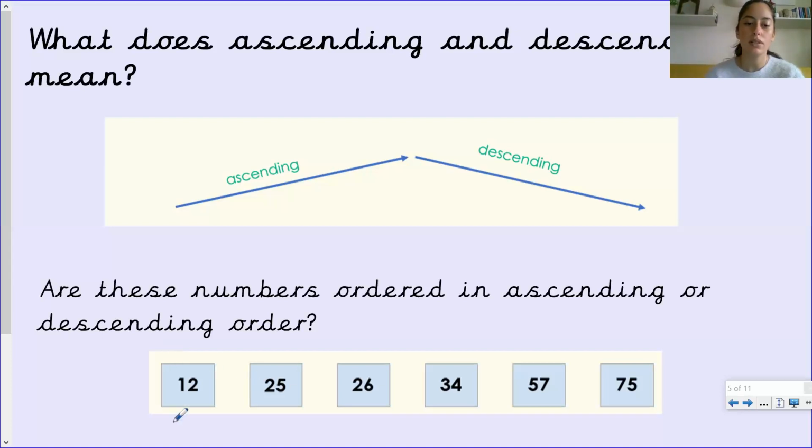Okay, let's have a look at what's happening to these numbers. It goes from 12 to 25, 26, 34, 57, 75. What's happening to these numbers? Are they getting bigger or are they getting smaller? Well, the numbers are getting bigger as we go along. Which one of these represents the numbers getting bigger? Ascending or descending? Ascending, because ascending would start with a smaller value and go up as we go along. Just like we have done here, we've started with the smallest number and we've gone up as we go along. So this is ordered in ascending order.